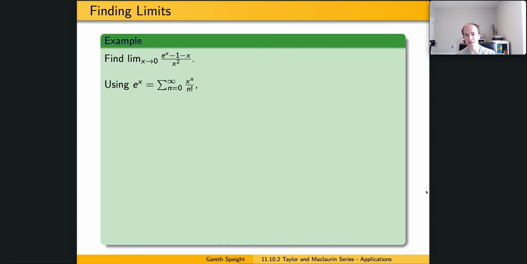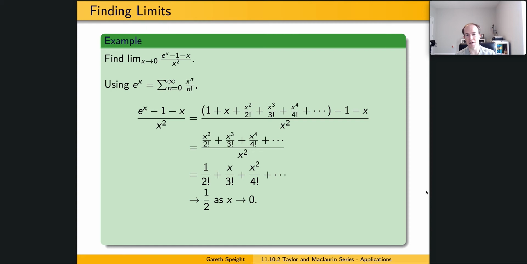So we know that e^x is the sum of x^n over n factorial. So we're going to replace e^x by its series. So 1 plus x plus x squared over 2 plus x cubed over 3 factorial, x to the 4 over 4 factorial, and so on. So all the terms are here. And then we have minus 1 minus x, divided by x squared. And then we look at what we can cancel. So there is a 1 and a minus 1 and an x and a minus x. So we're just left with x squared over 2 factorial, x cubed over 3 factorial, and so on, those higher terms. And this is all divided by x squared.